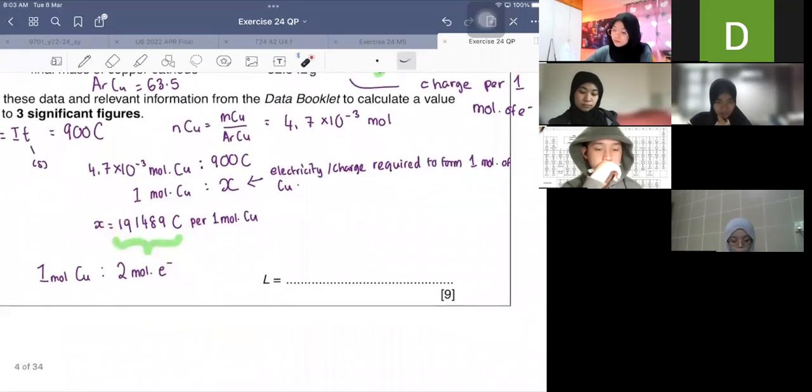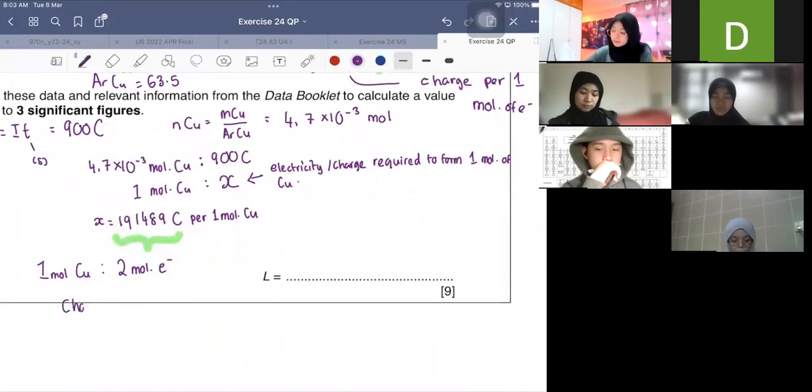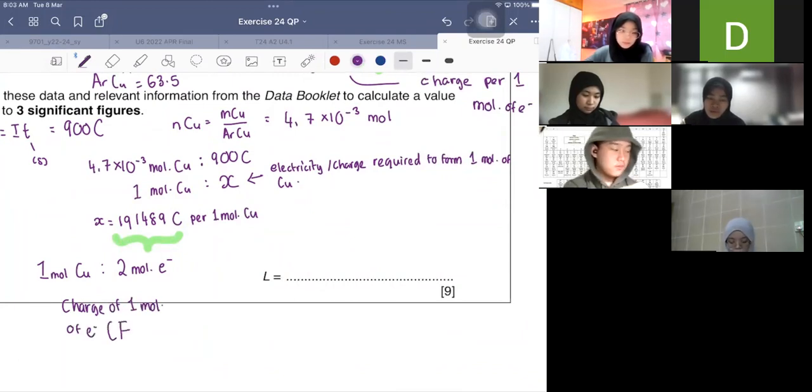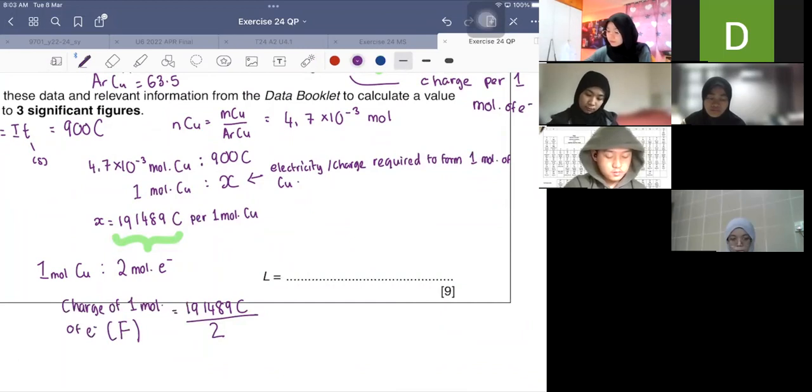To find the charge of 1 mole of electrons, which is, by the way, Faraday, yeah, Faraday is the charge of 1 mole of electrons, I will divide that number, 191489 coulombs, by 2. Let's see if that number looks familiar.